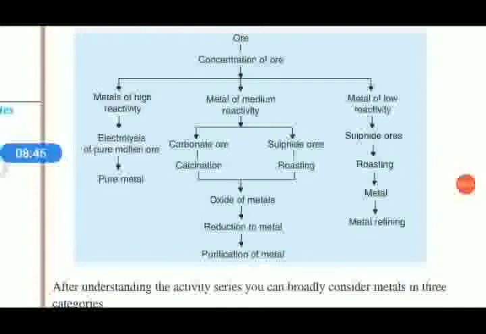If we want to separate metals of medium reactivity, there are two steps. If we get the ore in carbonate form, carbonate ore, we do the process called calcination. If we get the ore in sulfide form, we do roasting. Then we get oxides of the metal, then reduce it to metal. Again we take it and purify it.